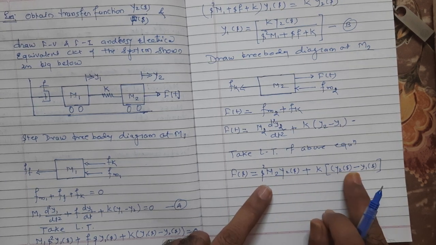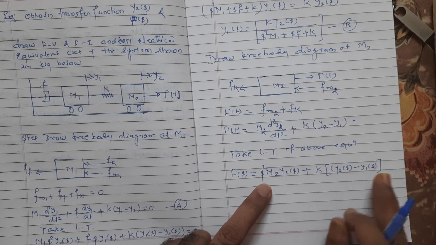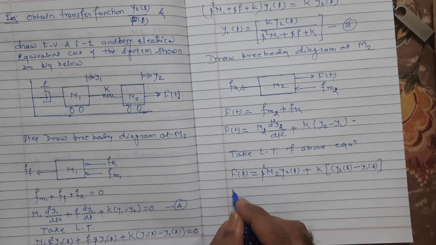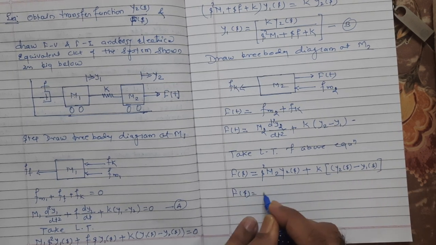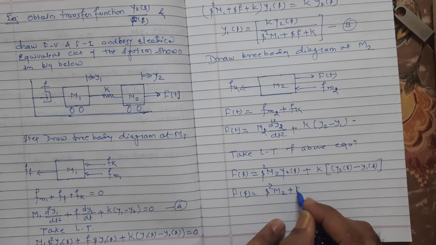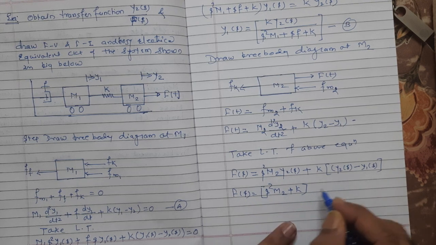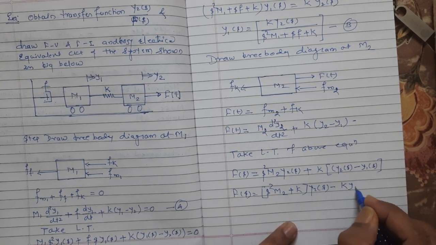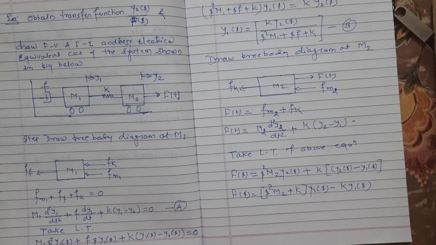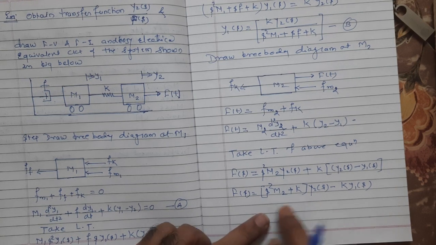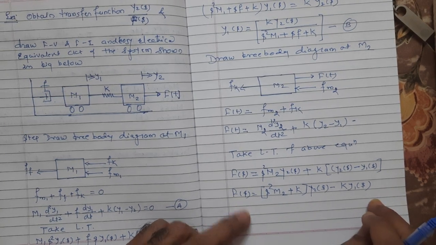So we will take y2 of s common outside, and then it is minus k y1 of s. So this is f of s, it is equal to s square into (m2 plus k) times y2 of s, minus k y1 of s. So this is our equation.